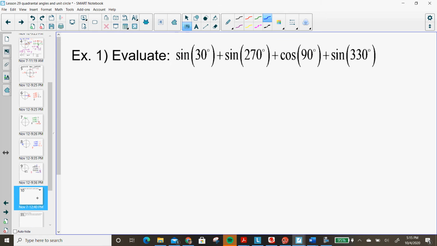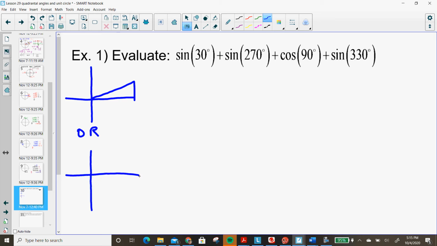Let's do this example. Here we have one that we want to evaluate, and we're going to use a combination of methods to evaluate this particular problem. 30 degrees, okay, I know where that is, so I'm going to draw my picture. That's first quadrant, and 30 degrees is about here. And you may do this one either of 2 ways.